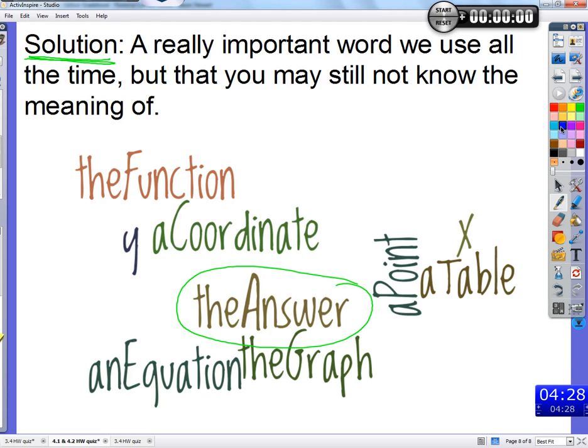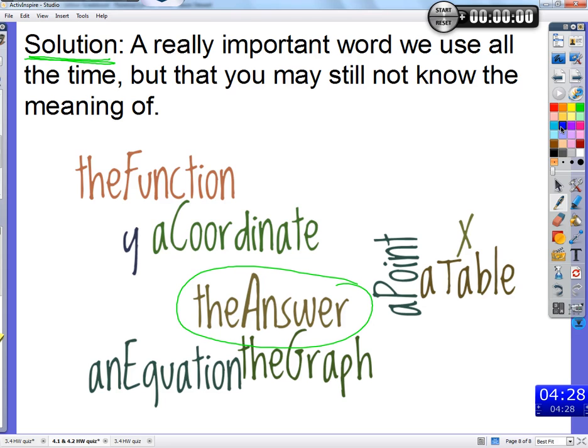So before we move on, let's make sure we understand what the solution to an equation is. What is this thing? What is the solution to an equation? I would have said answer. Because you get an equation and you solve it, you solve it means you get the answer. The solution is a thing. It's actually a thing. It's got an actual definition.